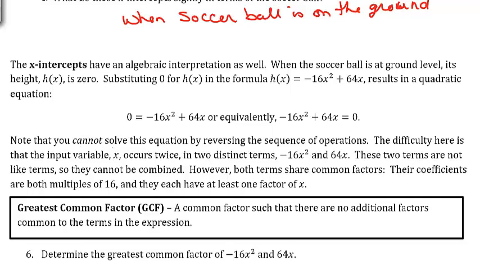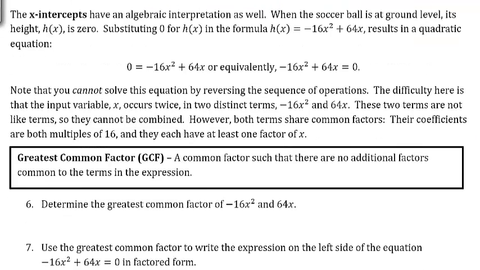Note that you cannot solve this equation by the reverse sequence of operations. The difficulty here is that the input variable x occurs twice in two distinct terms, the negative 16x squared and the 64x. These two terms are not like terms, so they cannot be combined. However, both terms share common factors. Their coefficients are both multiples of 16, and they each have at least one factor of x.